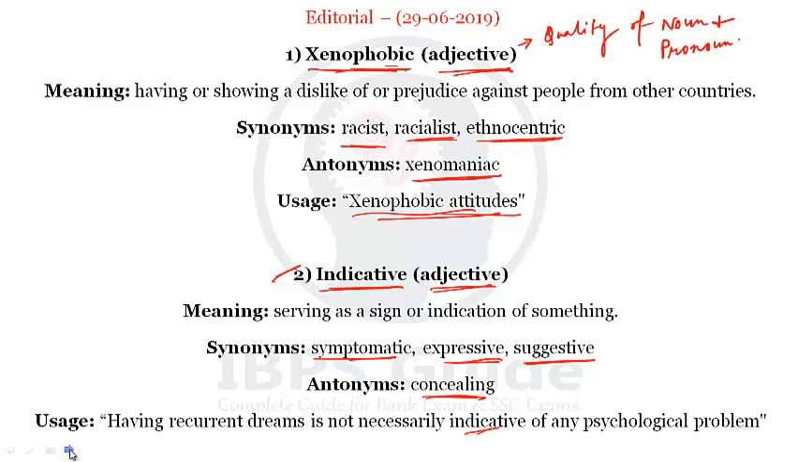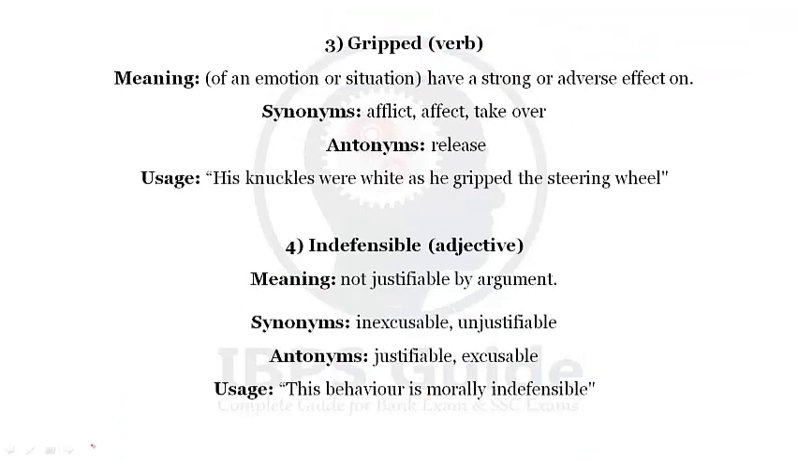Let's move to the third word. Our third word is gripped, G-R-I-P-P-E-D. Gripped is a verb, and verbs always express action. So therefore, a verb is an action word. The meaning is, often an emotion or situation having a strong or adverse effect on someone.